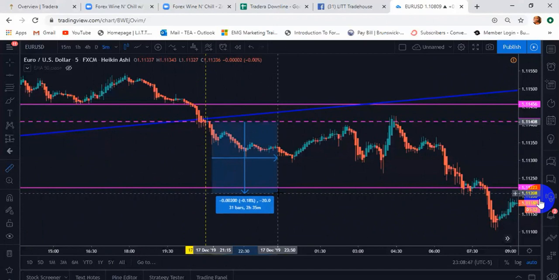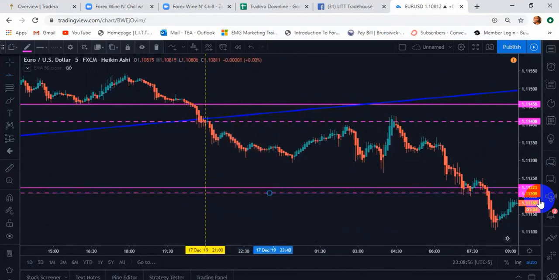Okay, 20 pips is right here. I just click it. This is the measurement tool. I get another line here. Okay, this is 20 pips. This is what 20 pips look like on your USD. Okay.